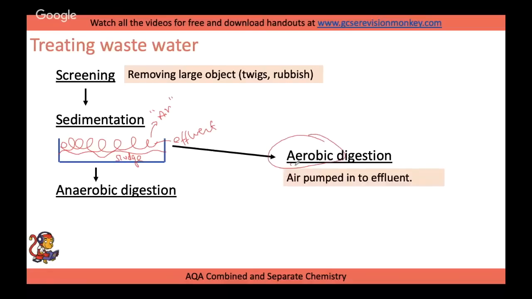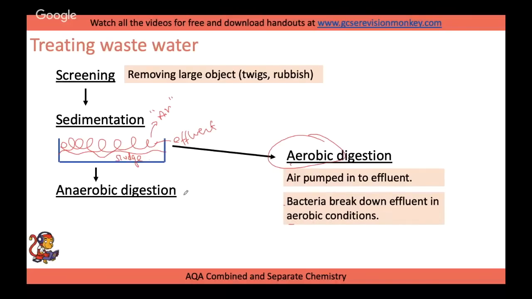So for the effluent, air is pumped into it, and then bacteria break down the effluent in aerobic conditions. So the bacteria break down any waste product and then the water is released back into the rivers.